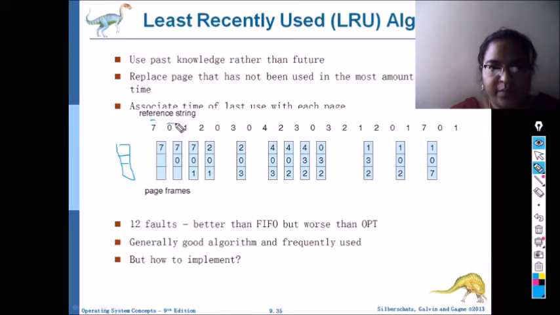So 0, there is a page fault, so 0 is brought. And 1, there is a page fault, we have brought that. Again 2, there is a page fault. Now what it is saying, among 7, 0 and 1.